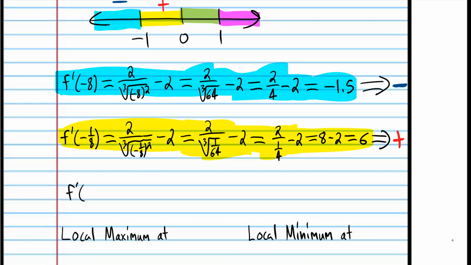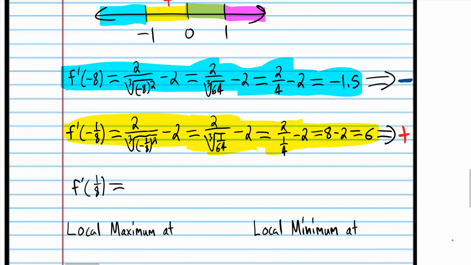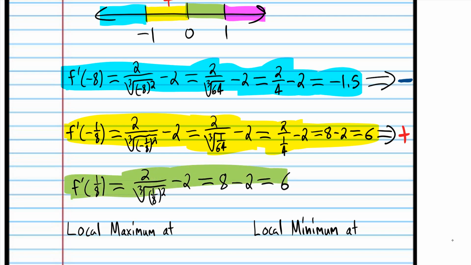And then we're going to test the green region. Of course, we're going to plug in a number in the green region. And I'm not going to actually do this. Well, we get 8 minus, looks like we get 8 minus 2 again. So the green region produced a positive number.